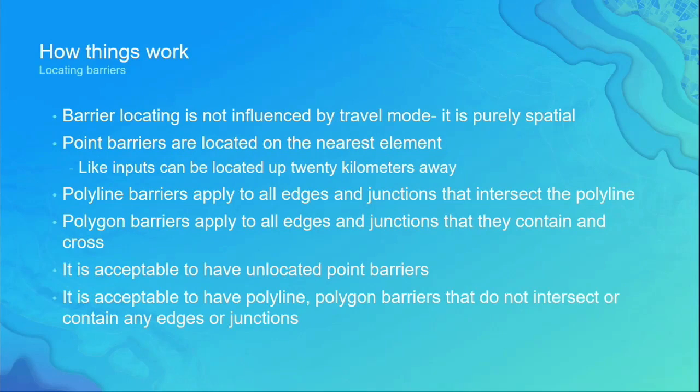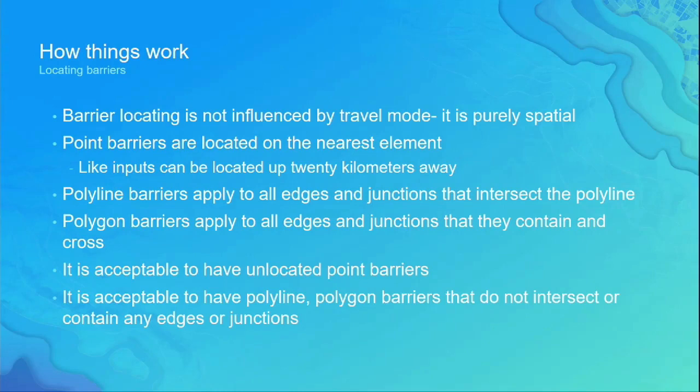Barriers. There's lots of intelligence in locating stops and facilities and incidents and service area facilities. There is none of that intelligence for the most part in locating barriers. Barrier locating is purely spatial. For points, we find the nearest edge. It doesn't matter if it's restricted or not. Point barriers, like inputs, we'll search 20 kilometers to put that barrier somewhere. If you want more than 20 kilometers, let me know. Right now, it's just hard-coded to 20,000 meters. If you've got a use case, let us know.